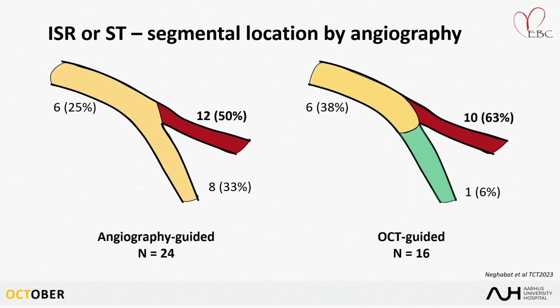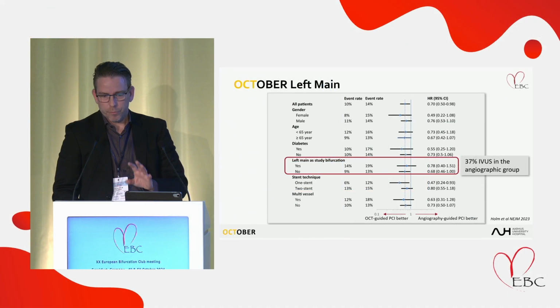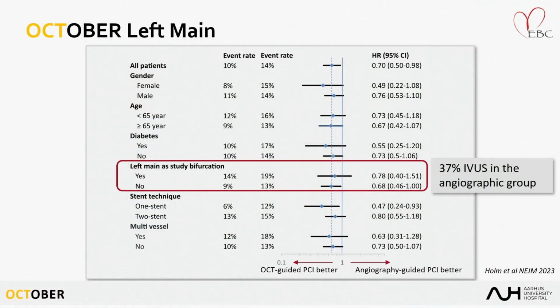And again, I'll just go through this very fast. You can see the side branch is still the problem. And in particular, if you don't image the side branch, you don't discover that you have underexpansion and so on. Left main, we also saw an effect, not significant, it was a small subgroup, but we saw an effect despite 37% being guided by IVUS in the angiographic arm. So just selecting patients is probably not enough. You need to do it routinely in all your patients.